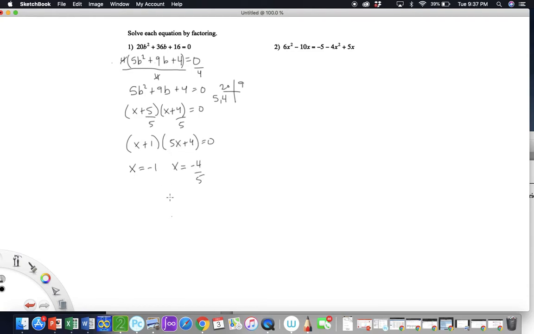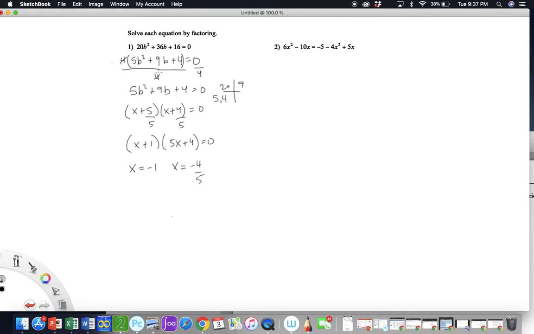So again, to recap what I did, I noticed when I took the product of a times c, it was a large number and not something that I'm comfortable finding the factors of, because it would take a little bit of time. And so I went back to the drawing board and looked at the coefficients and found a common factor that they could all be divided by, which in this case was 4.